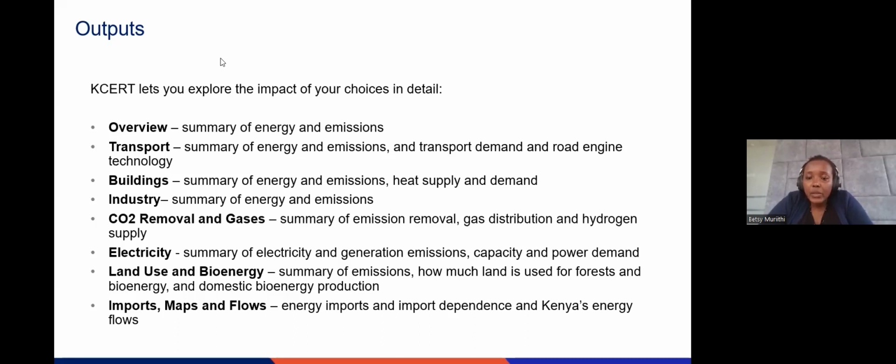And then lastly, under land use and bioenergy, we looked at how much land is currently used for forestry, and what the yield efficiency is, that is the ratio of how much yield we get per hectare. We also looked at bioenergy, so growing different crops for bioenergy, domestic bioenergy production. And then lastly, you have imports, maps and flows. It summarizes how different energy imports and import dependencies flow in Kenya.